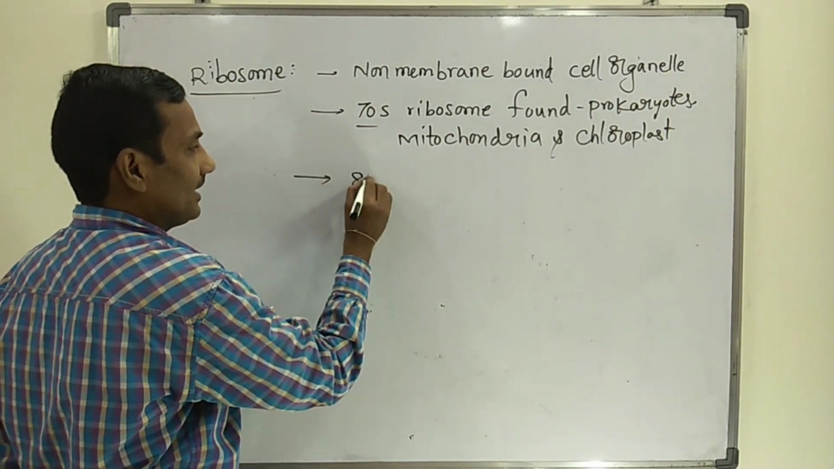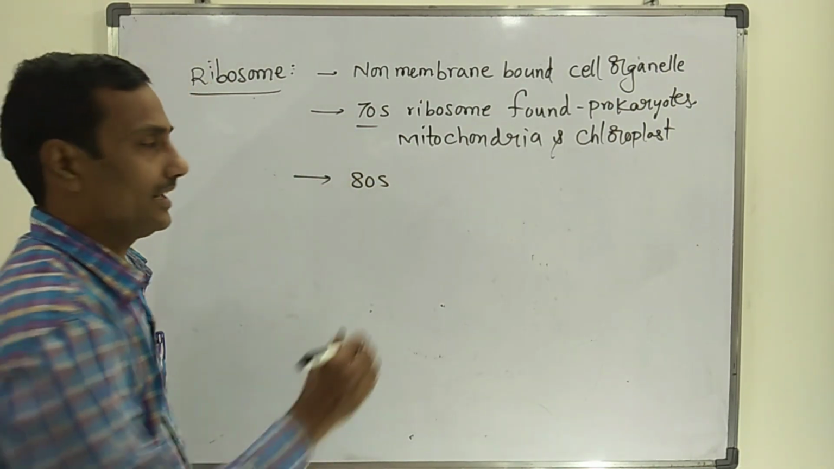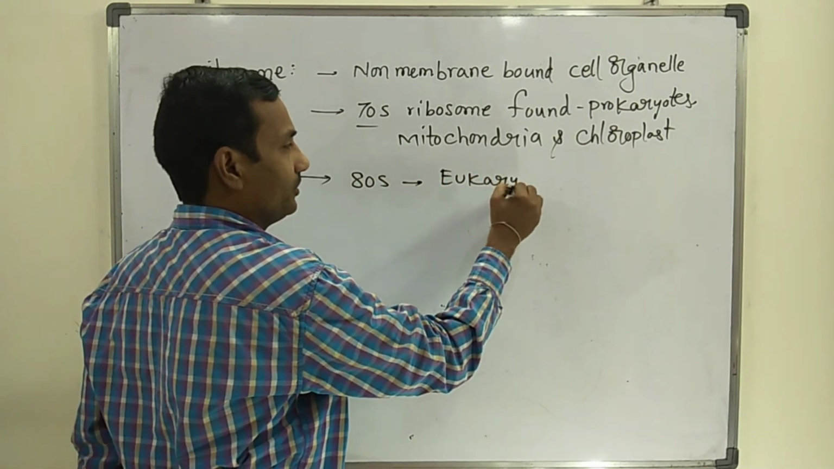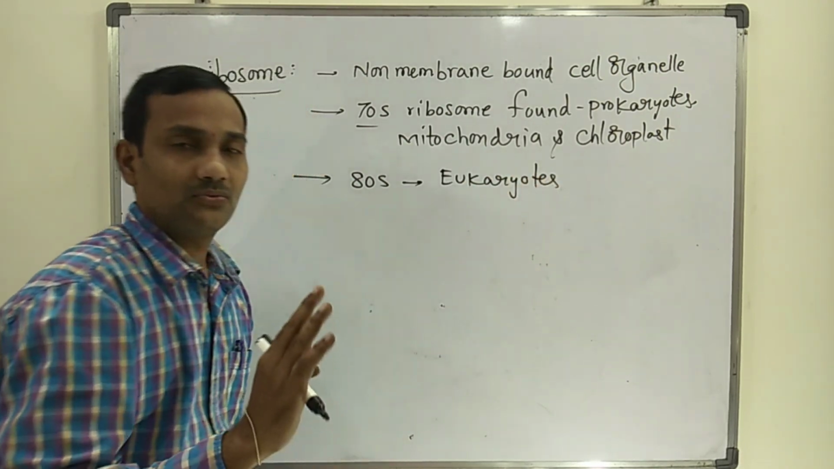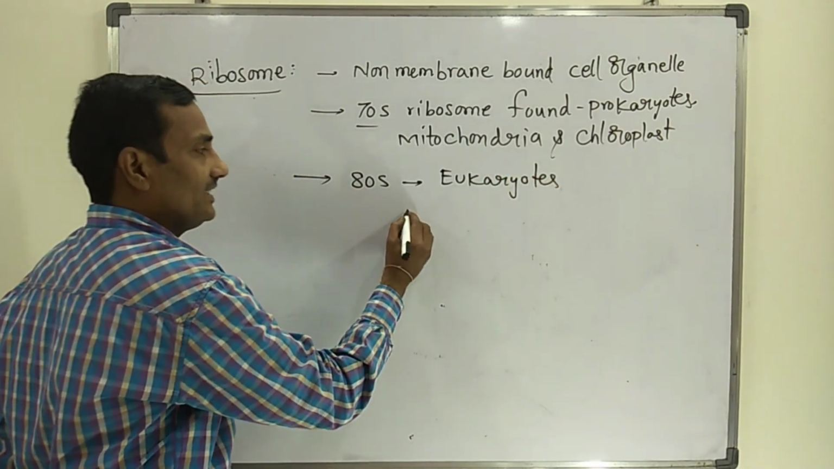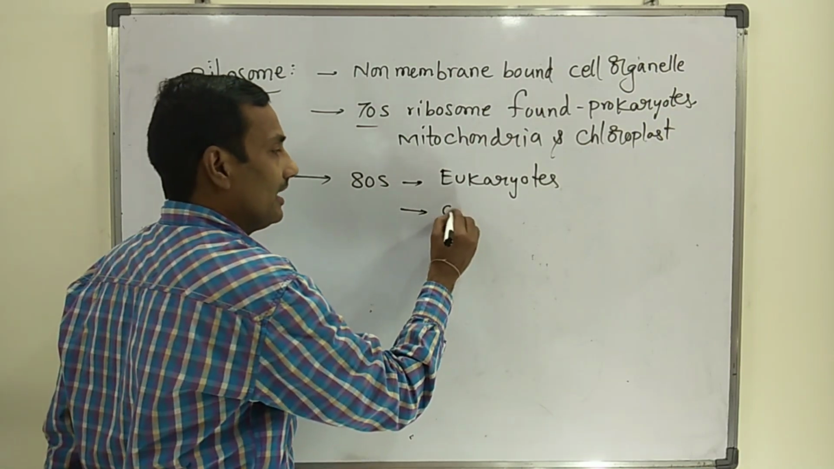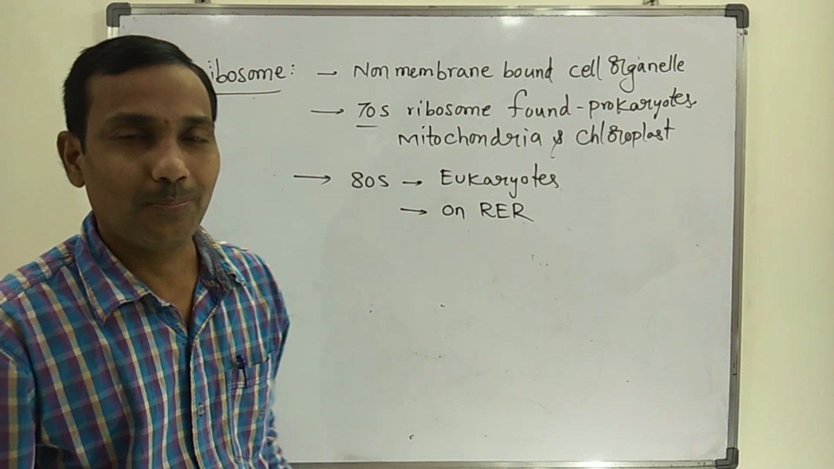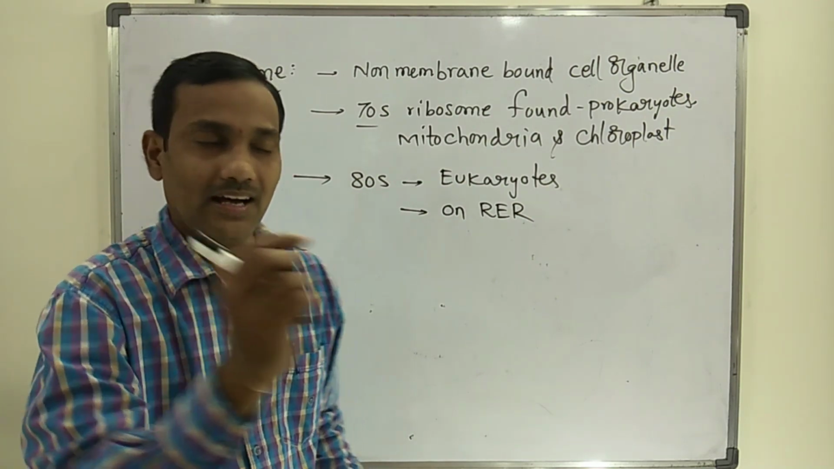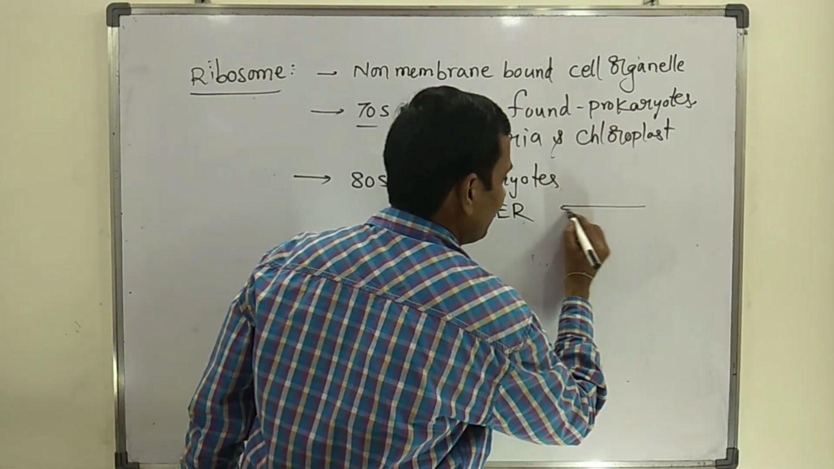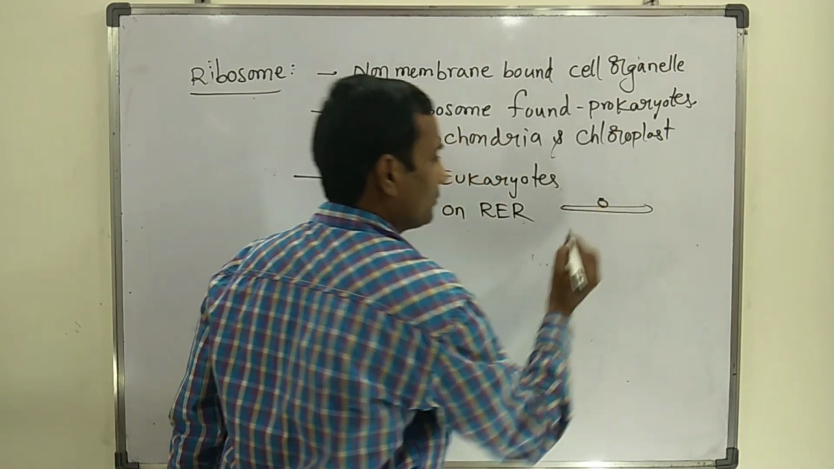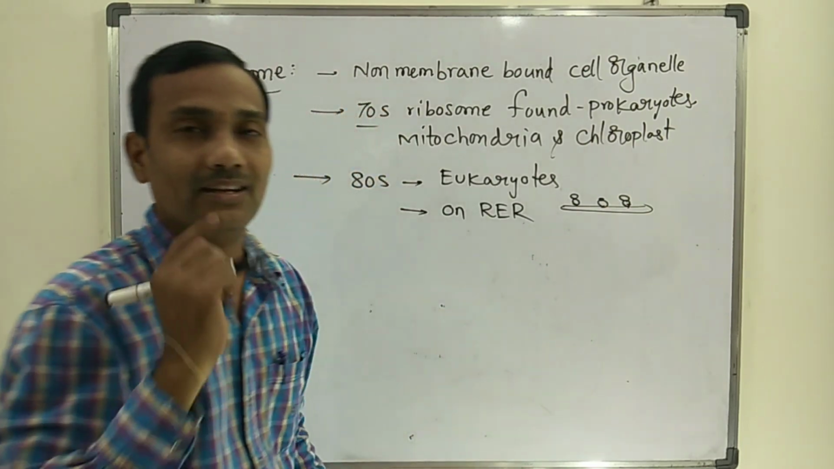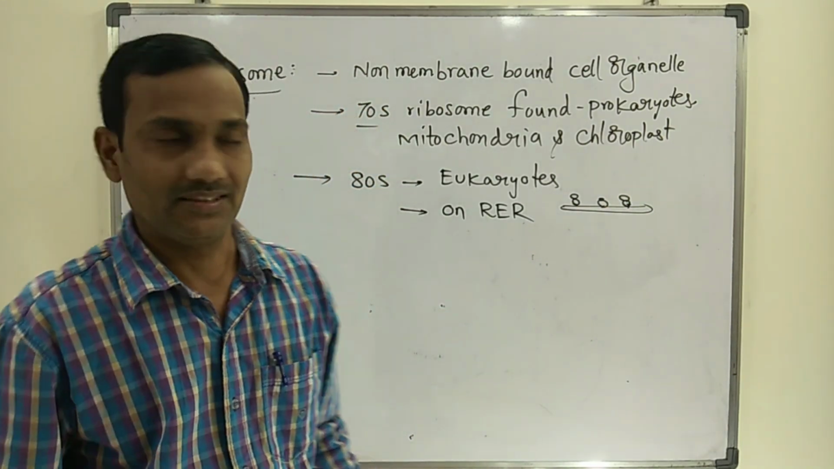Now we will see 80S ribosome. 80S ribosome is found only in eukaryotes, not found in prokaryotes. 80S ribosomes are also found on RER, rough endoplasmic reticulum. On the surface of rough endoplasmic reticulum, 80S ribosomes are embedded. That's why they play an important role in protein synthesis.